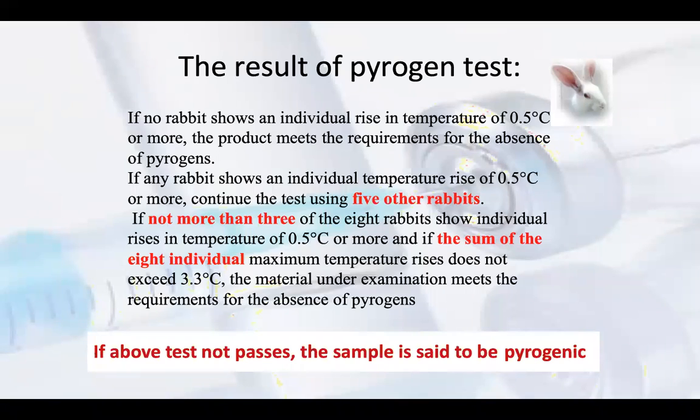So you can see how they test: how much rise for a single rabbit, then for 3, and then they go for 8. Then they have to calculate the rise of temperature of the rabbits. If it is less than that, there is no pyrogen. If the above test does not pass, the sample is said to be pyrogenic.